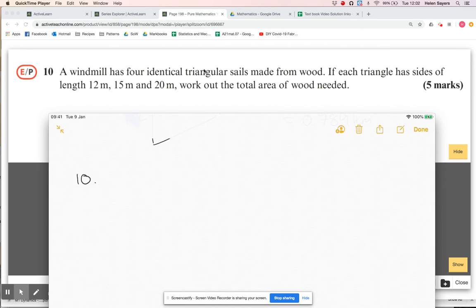So we've got 4 of these triangular sails. So obviously we're going to find the area of one of them and then multiply that by 4. So that's really just an, are you reading the question carefully mark.